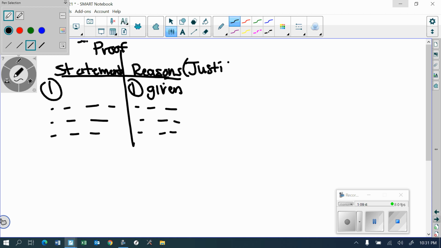I wrote down justifications on your DCAS sheet. You can add in the word reason next to it if you need to. The reasons are the same thing as the justifications. The last step is what you're trying to prove. Copy what you are trying to prove.